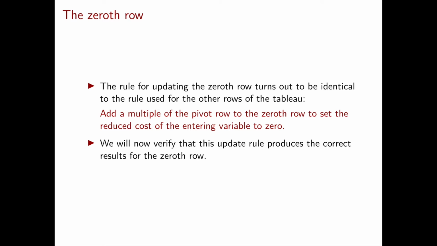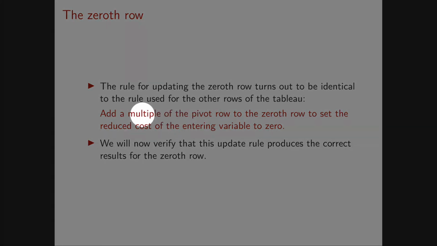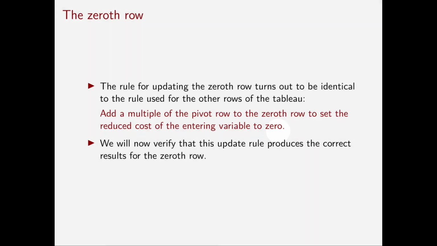But now we added one additional row to the tableau, and so we need to understand how such a row should be updated from iteration to iteration as well. Now the great thing about the 0th row is that the update rule turns out to be identical to the rule used in the remaining part of the tableau. Namely, we need to add a multiple of the pivot row to the 0th row to set the reduced cost of the entering variable to 0.